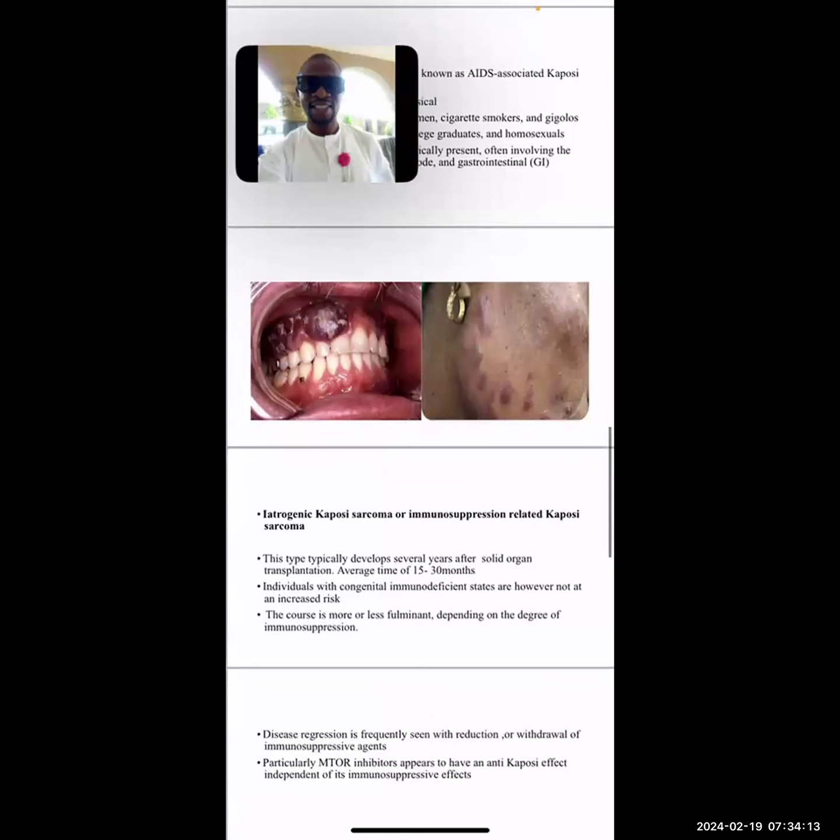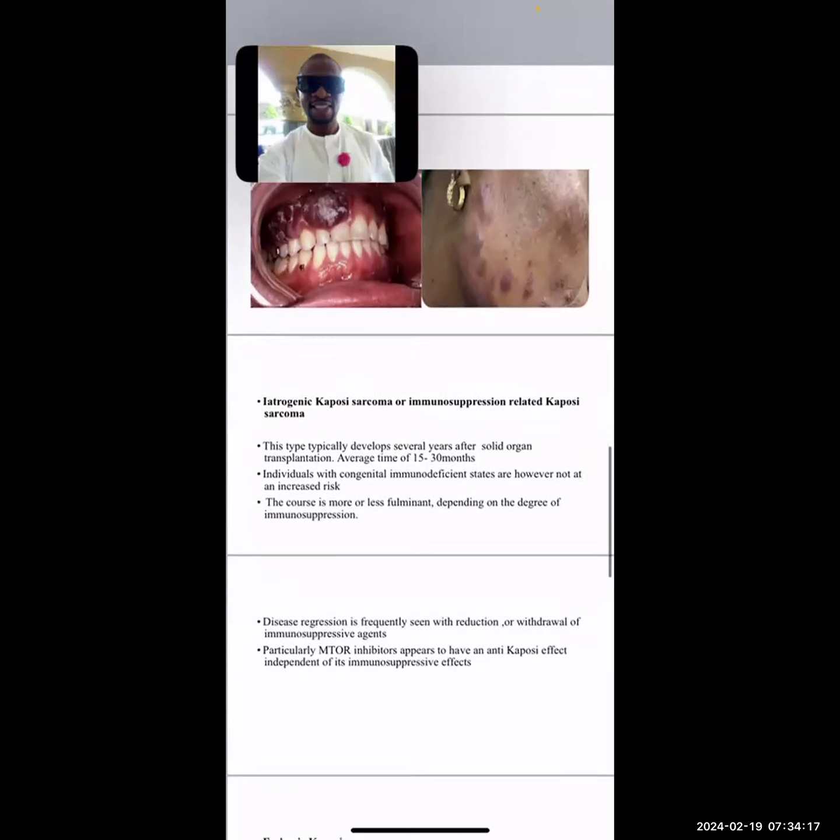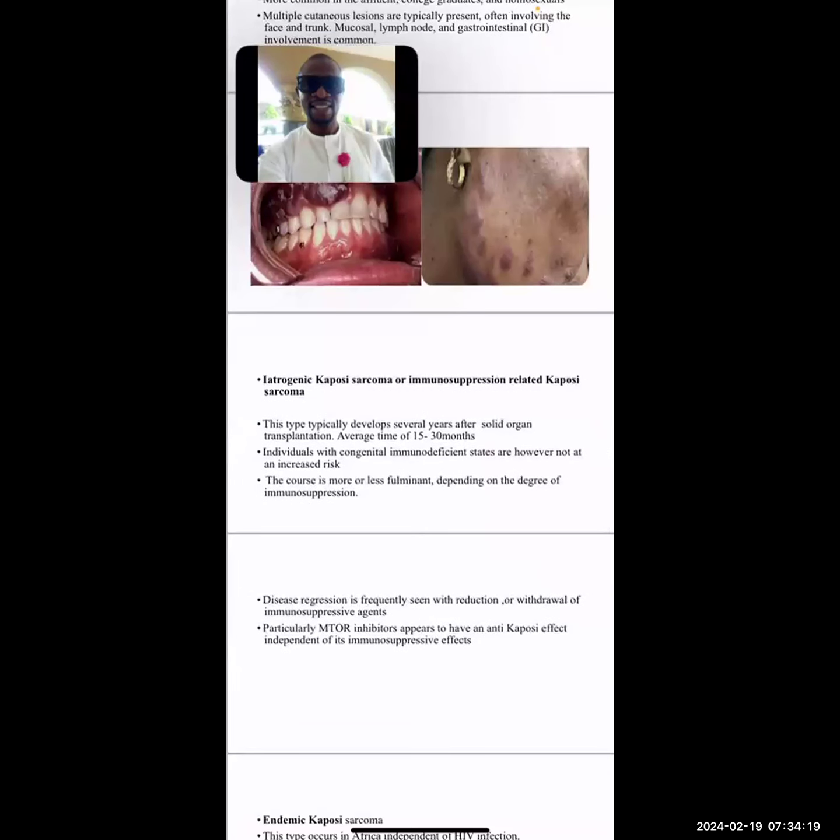Now, the next one is iatrogenic Kaposi sarcoma. This is also known as immunosuppression-related Kaposi sarcoma. This type typically presents about 15 to 30 months after an organ transplant. It's said that individuals with congenital immunodeficiencies like the DiGeorge syndrome and the others are, however, not at an increased risk of this condition.